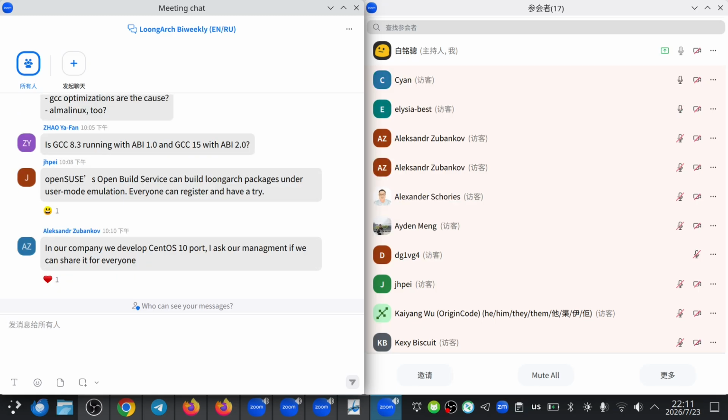And Aleksandr noted that in his company they are developing a CentOS 10 port. He will ask his management if they can share it with everyone. Are you referring to Colab OS, Alexander? Yeah. Okay, interesting. I was able to take a look at it back in April in Moscow, and it's in pretty good shape, I would say.